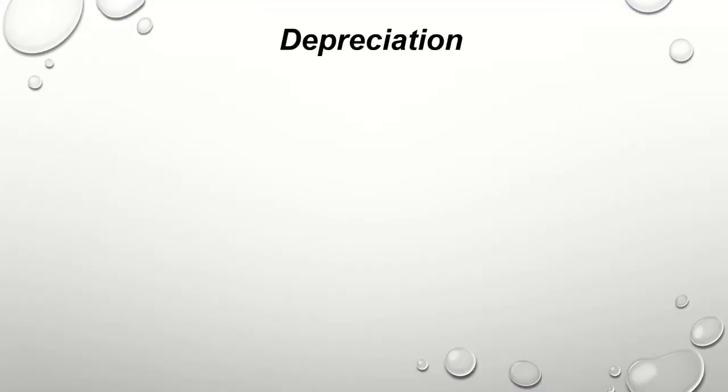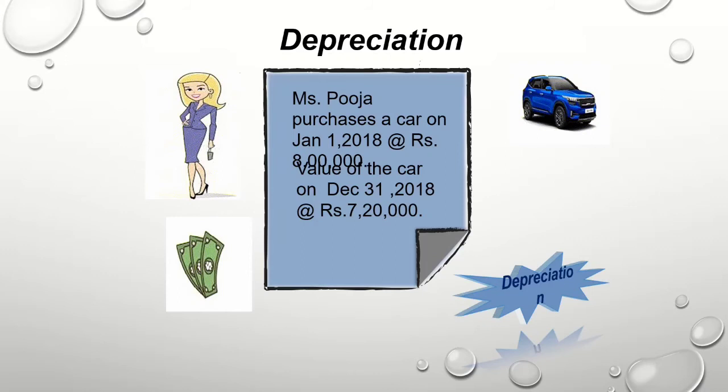Let us see depreciation with an example. Miss Pooja purchases a car on January 1st, 2018 for Rs 8 lakhs. The value of the car on December 31st, 2018 is say Rs 7,20,000. This is because of depreciation. Even if the car is not put to use, the value of the car goes on decreasing.